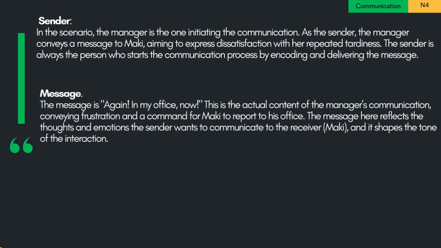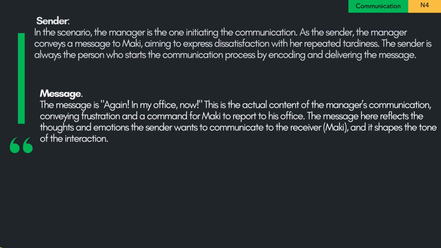2. Message. The message is again, "In my office, now." This is the actual content of the manager's communication, conveying frustration and a command for Marky to report to his office. The message here reflects the thoughts and emotions the sender wants to communicate to the receiver, Marky, and it shapes the tone of the interaction.